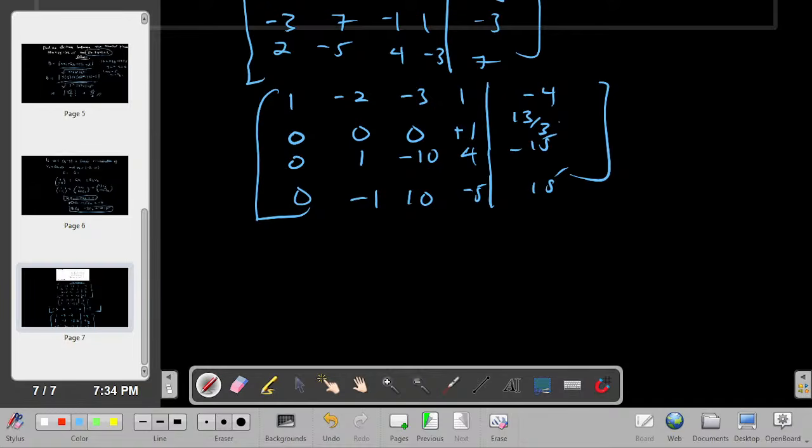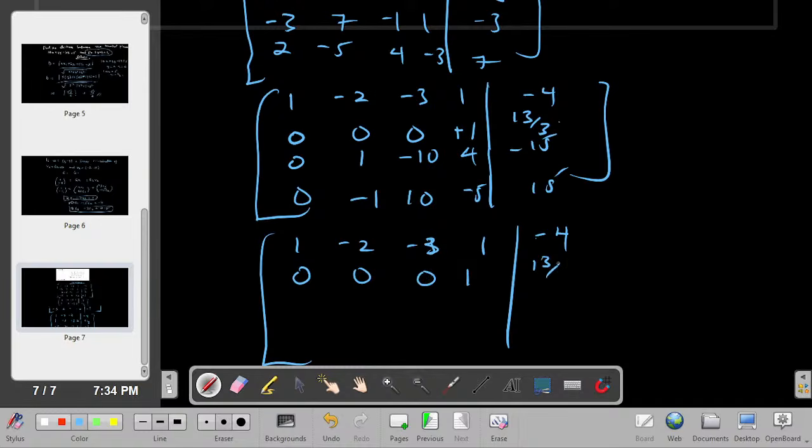At this point, you can clearly see that I can switch and bring this row down, right? I'll have 1, negative 2, negative 3, 1, negative 4. Then switching and bringing this row down, I have this one being the second row, right? So here we can even do a lot of elimination. I can add this one to this and clear off this, right? So let me maintain that. So 0, 0, 0, 1, 13 out of 3.